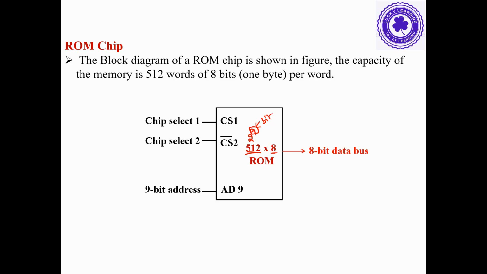In the case of RAM, it is for both read as well as write, so it is a bidirectional data bus. And here also ROM is going to be selected when CS1 is 1 and CS2 complement is 0. It means if CS1 is 1 and CS2 complement is 0, then ROM is going to be selected.